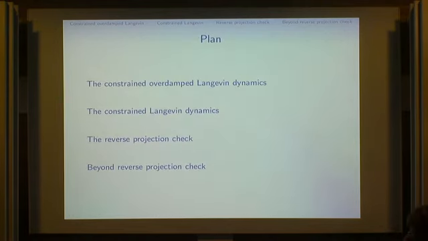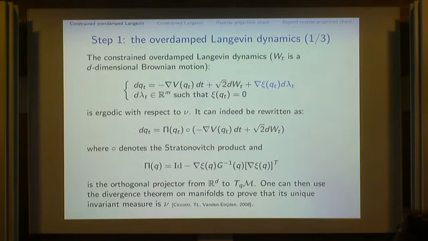So I will drive you through 4 steps in order to present the algorithms we are looking at, starting with constrained overdamped Langevin, then constrained Langevin, and then I will talk about the reverse projection check and then more recent works. Let me start with overdamped Langevin, and actually overdamped Langevin without constraints. If you forget about this blue term, this is just the overdamped Langevin dynamics in Rd. You have here a Brownian motion in Rd. So you are moving following minus grad V plus noise. This is known to sample exponential minus V.